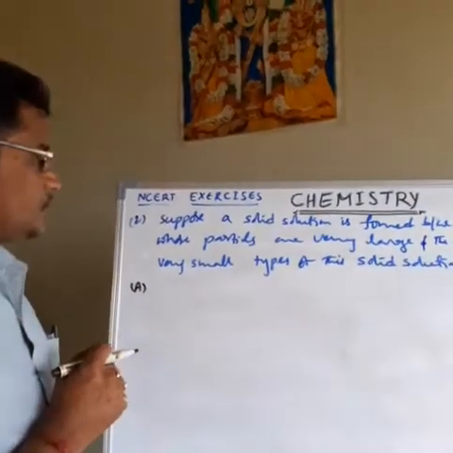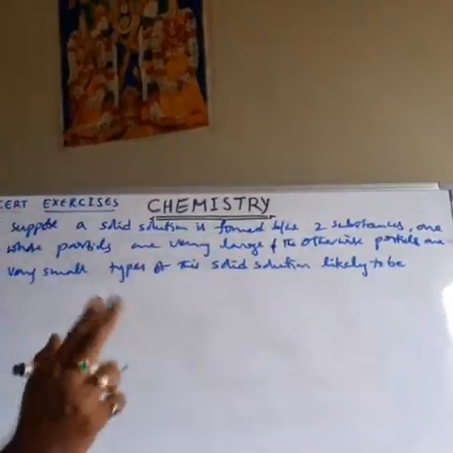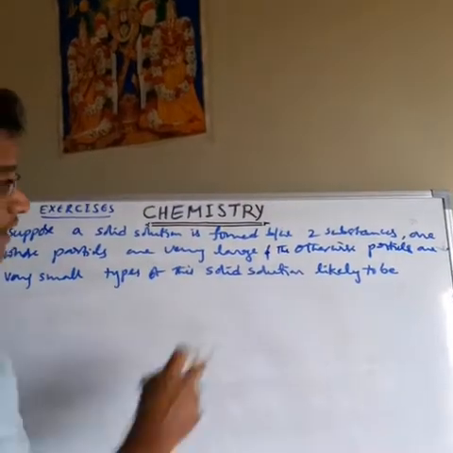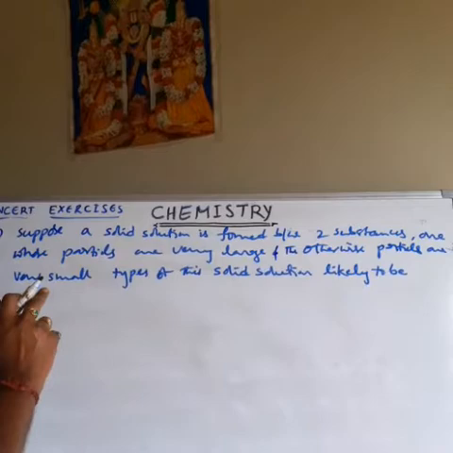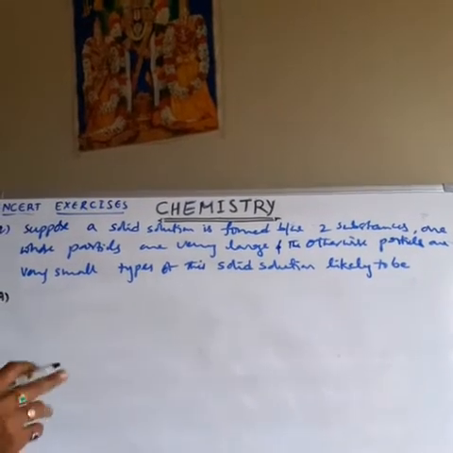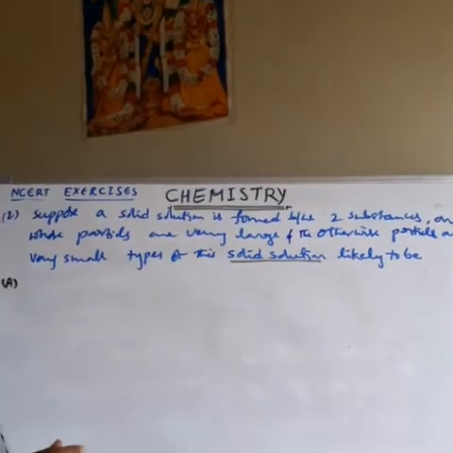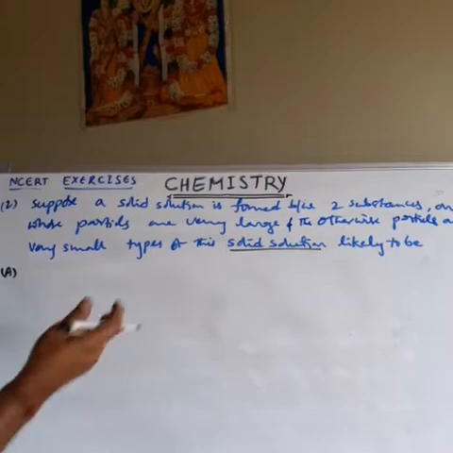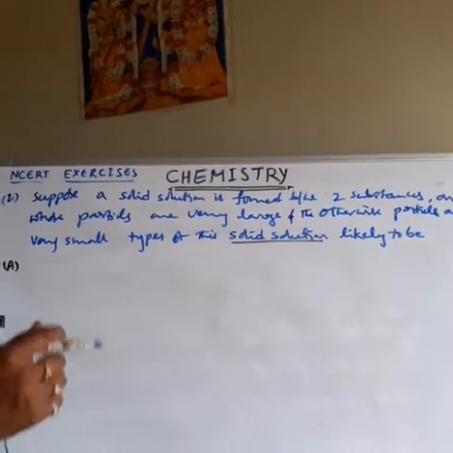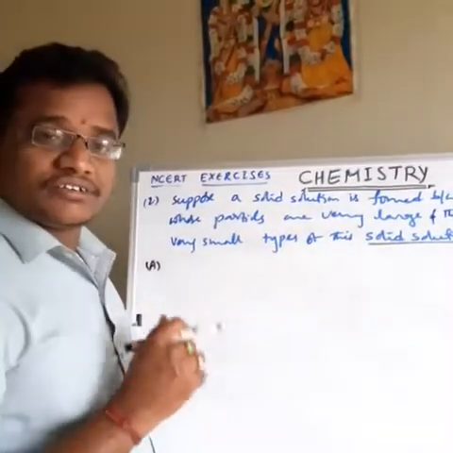Let us see the second question. Suppose a solid solution is formed between two substances, one whose particles are very large and the other whose particles are very small, what type of solid solution is likely to be formed? First, what do solid solutions mean? The solution in which the solvent is solid and the solute is also solid, that is a solid solution.